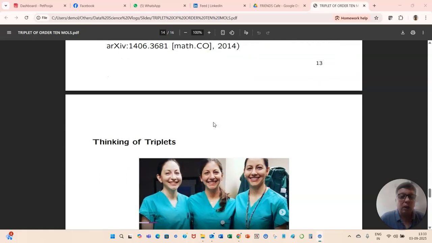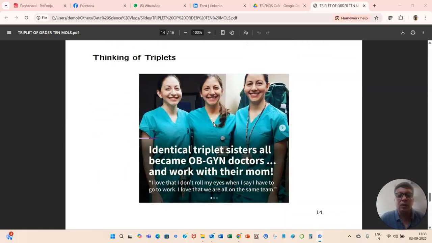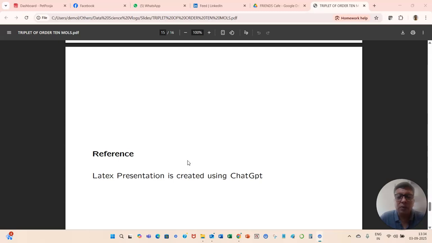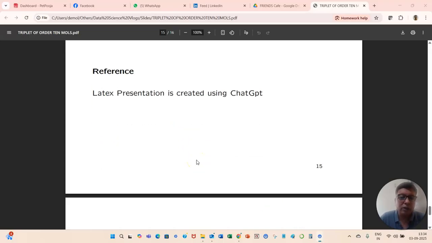Still, I believe the triplet exists and it's an open problem. And here are the ladies from UK working in hospital with their mother, and that's a triplet. This entire talk is based on what is documented by ChatGPT. I gave a single line instruction, triplet of order 10 mutually orthogonal Latin squares, and ChatGPT gave me this example, but it has its errors.